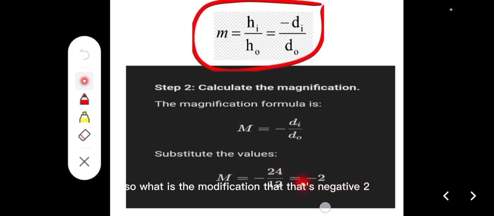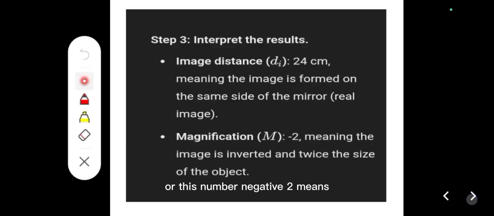So what is the magnification? That's negative 2. This number, negative 2, means the image is twice the size of the object. So we do not take the negative value as a value that suggests the number is less than 1. Now, in physics, the negative sign indicates a certain convention. In this regard, I am going to give you the conventions we will be using in solving for concave mirror images and distances.